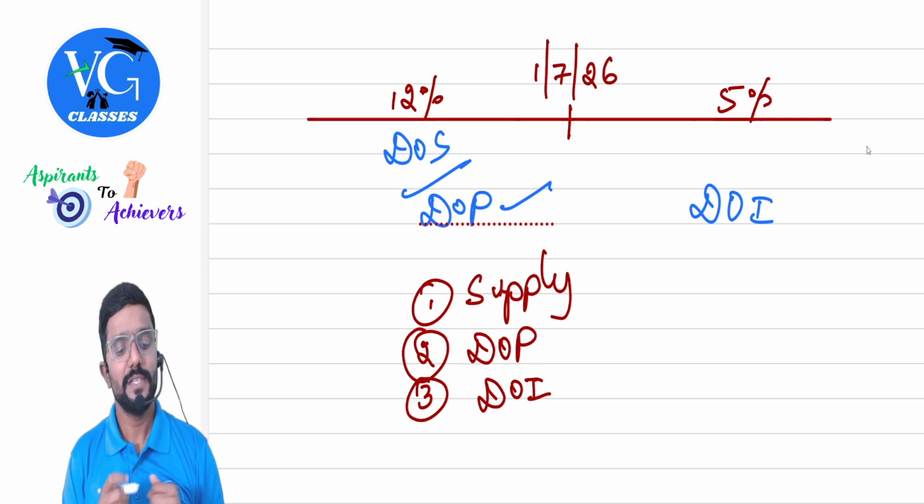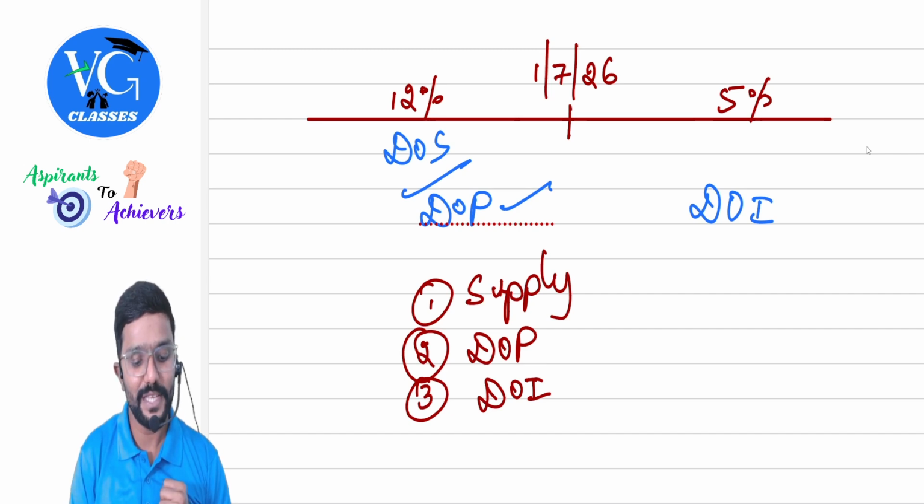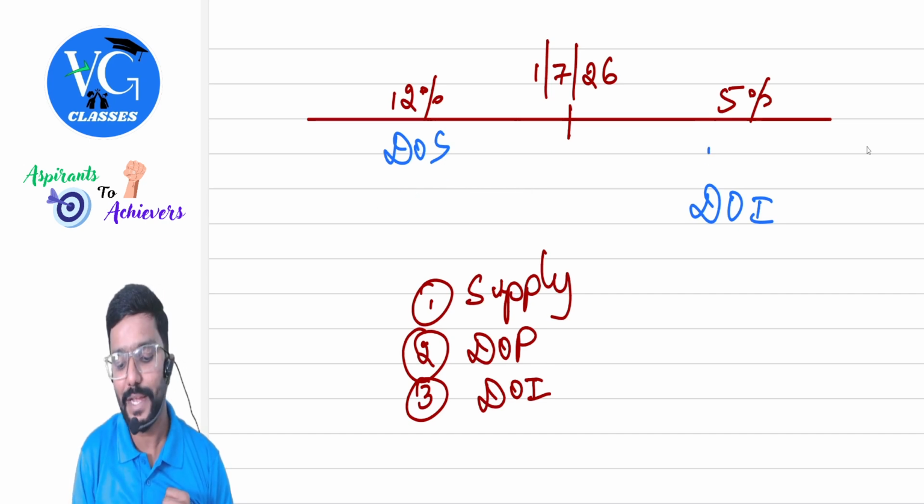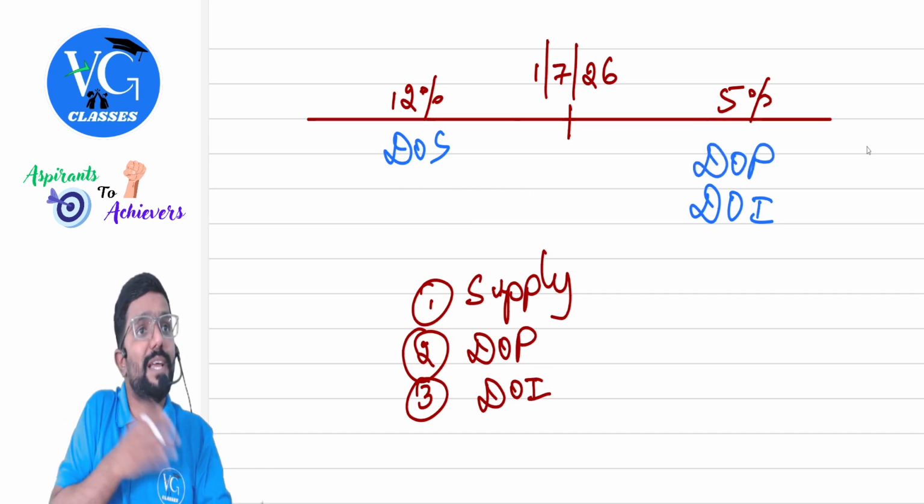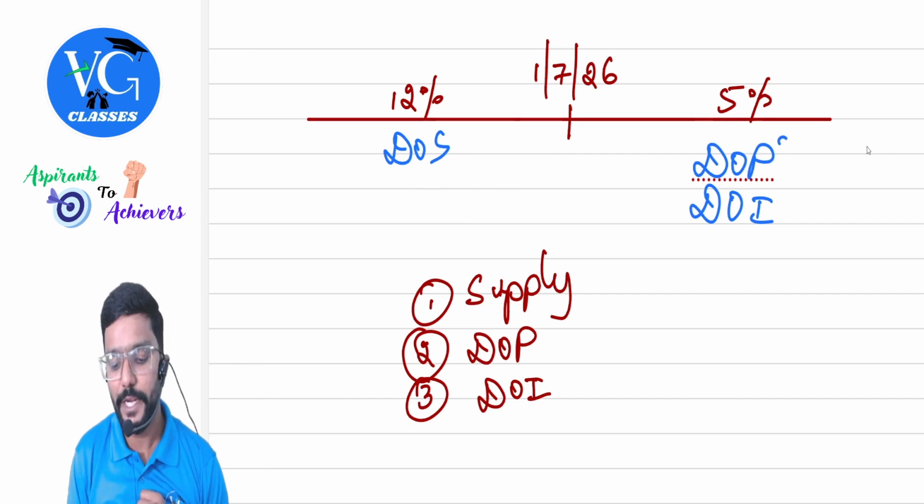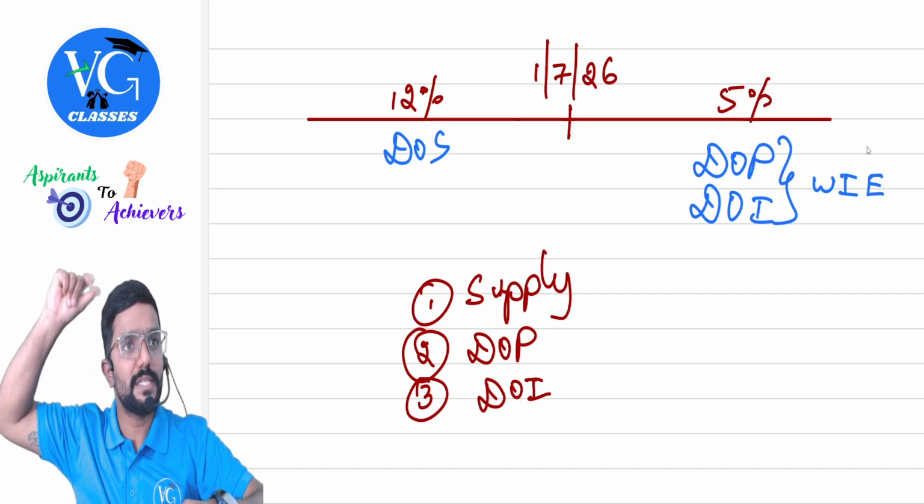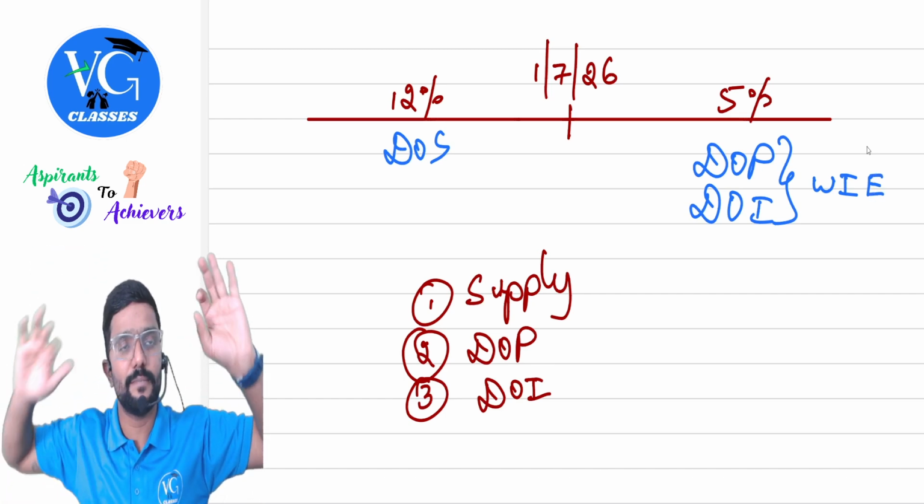Sir, what if both are after? The possibility is there. The date of invoice as well as the date of payment are both after, but the supply is before. In that case, we need to take whichever is earlier. Whichever is earlier. I repeat this, please listen.